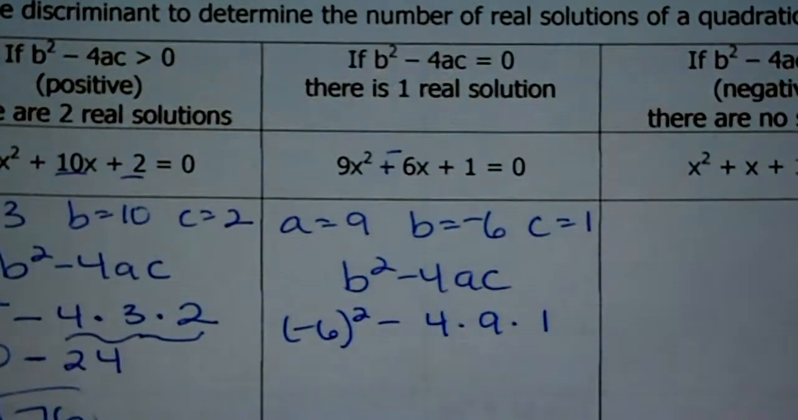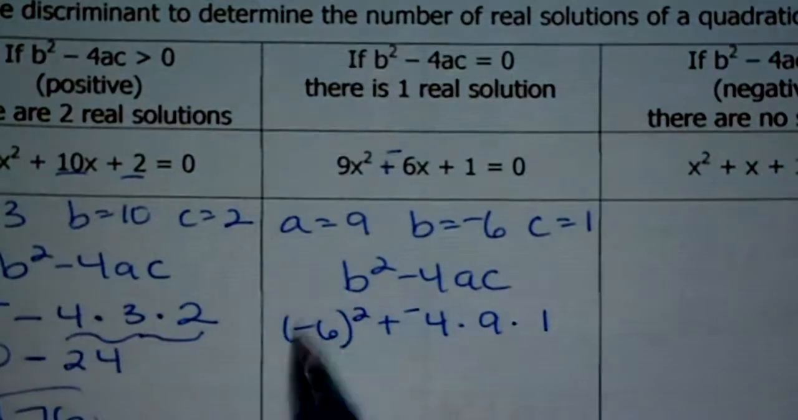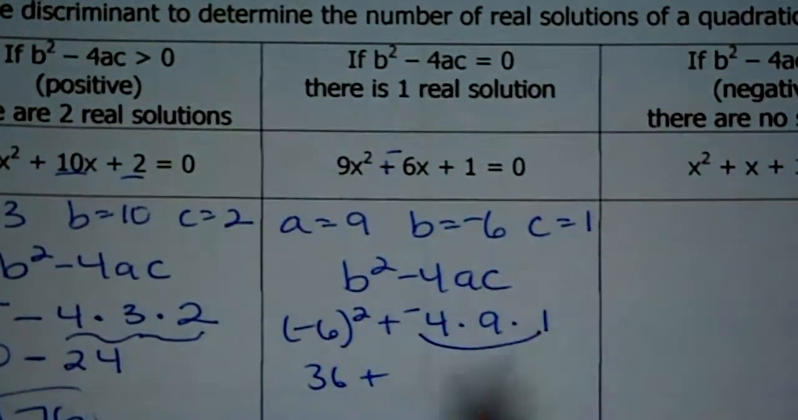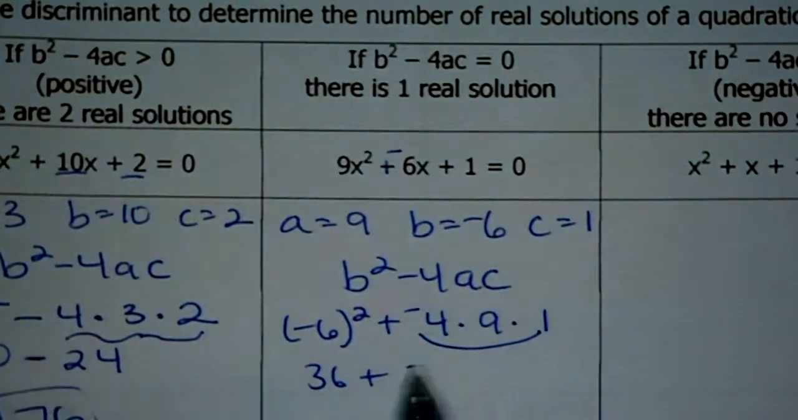Now last time I didn't keep change. You can. It's not going to affect your answer at all. It's okay. The quantity of negative 6 squared is 36. And I need to do all that before I add. Negative 4 times 9 is negative 36 times 1 is negative 36. When I add those, I get 0.